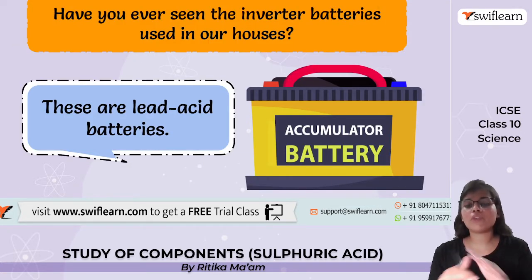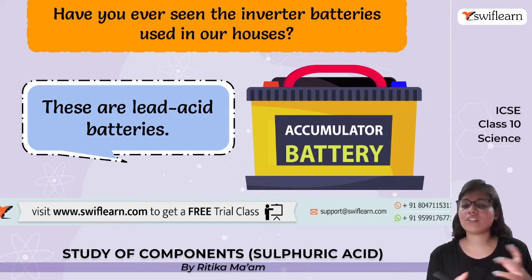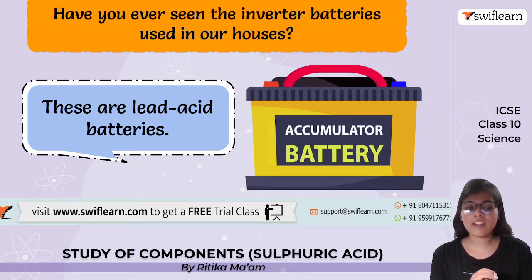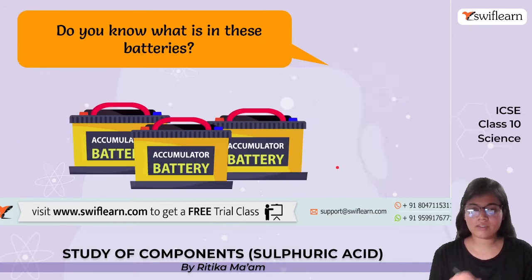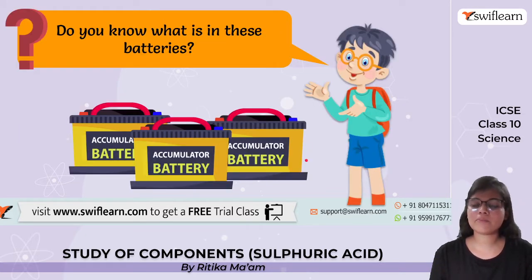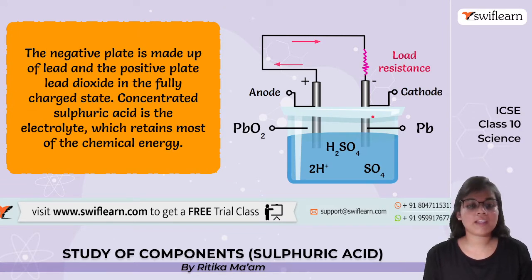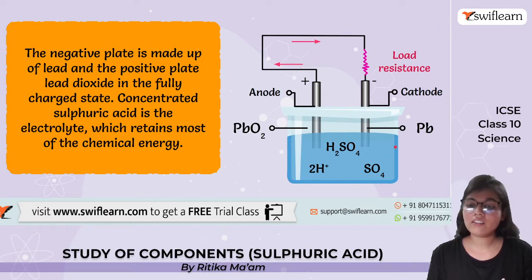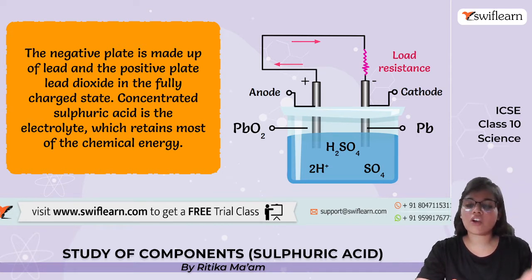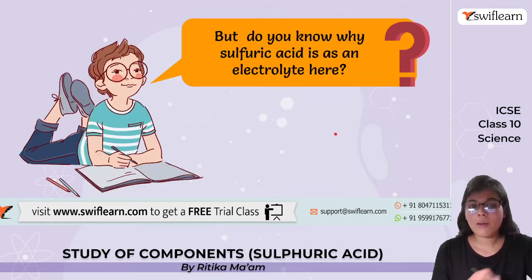Now talking about a very common thing, you must have seen these inverter batteries used in our house, right? They are also known as lead acid batteries. So what is present in these batteries? Here in these batteries, the negative plate is made up of lead, and the positive plate is made up of lead oxide. And here we are using sulfuric acid as an electrolyte, which holds most of the chemical energy. Now here sulfuric acid comes into the picture.